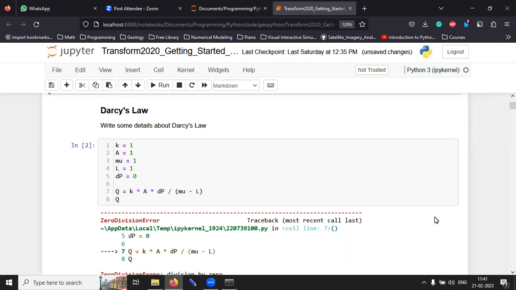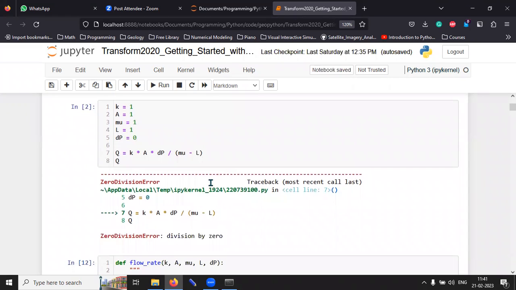along a hydraulic gradient. So I am going to essentially put in some values for the hydraulic gradient, the permittivity, the viscosity, the length, the pressure difference, and so on and so forth. And we can write a simple piece of code that represents Darcy's law and run that piece of code.